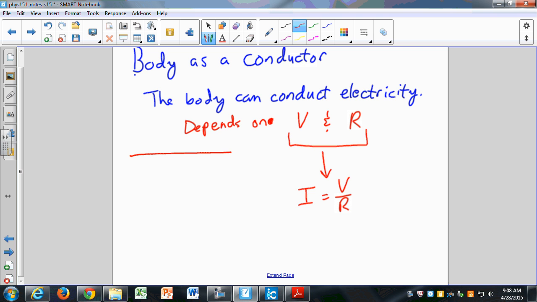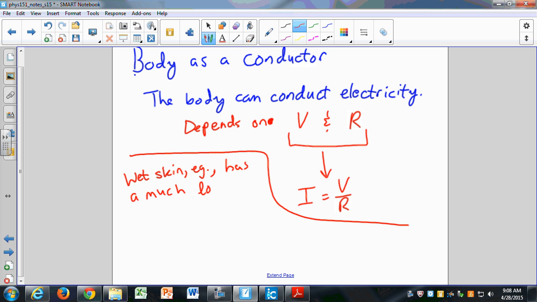Wet skin, for example, has a much lower resistance than dry skin. So if you have this expression of V over R, if I have a lower resistance here, that means I'm going to have a bigger current.